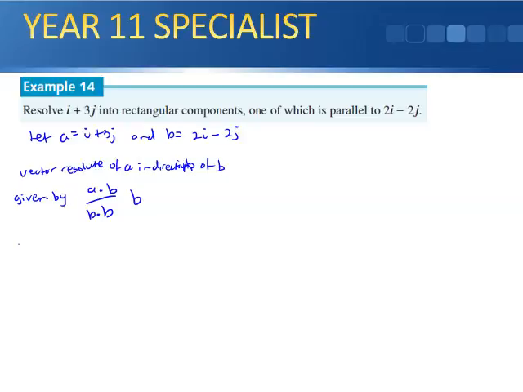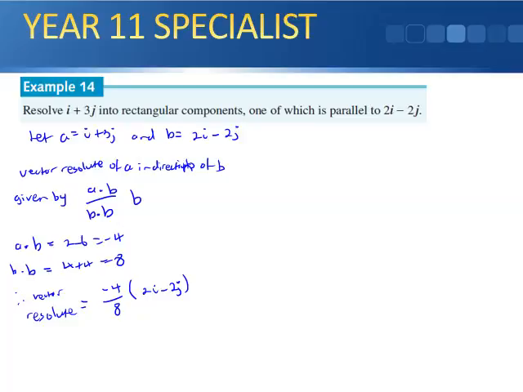So we have A times B, which is 2 minus 6, which is negative 4. We have B times B, which is 4 plus 4, which is 8. And therefore, the vector resolute will equal negative 4 divided by 8, 2i minus 2j, which will equal negative a half of 2i minus 2j. I can take 2 out as a common factor and cancel, and I'll have negative i plus j.